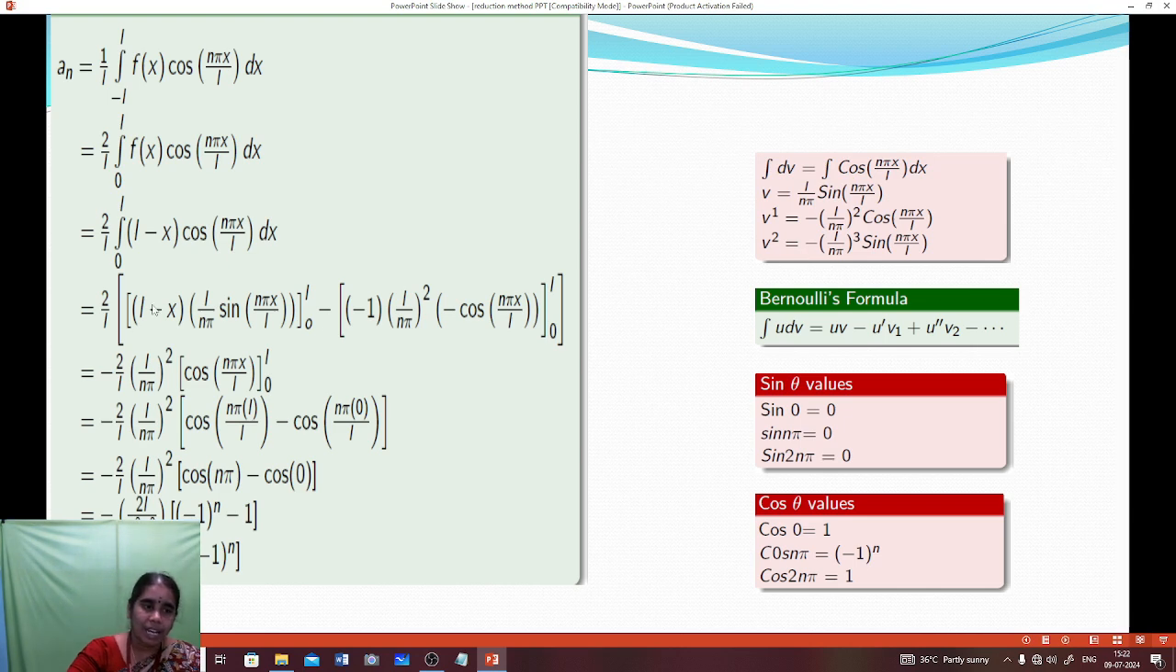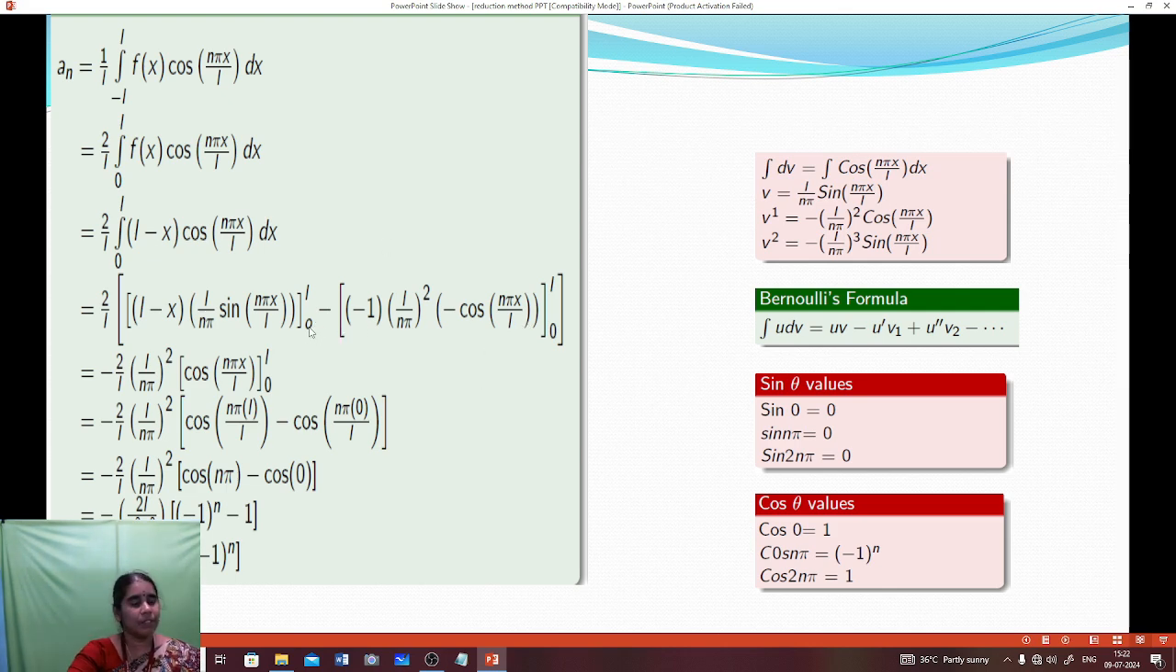No need to find the value of v2. Why? We have the value of the first derivative of u alone; we are not having the second derivative. So here too it is enough to calculate our v and v1. On substituting this in the Bernoulli formula, u v minus u dash v1.